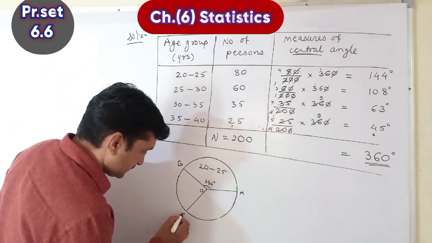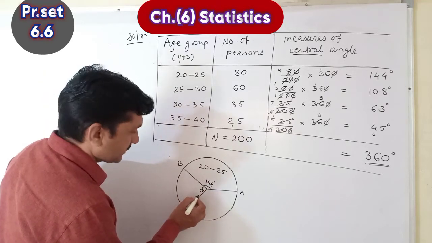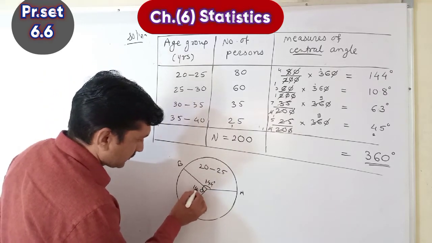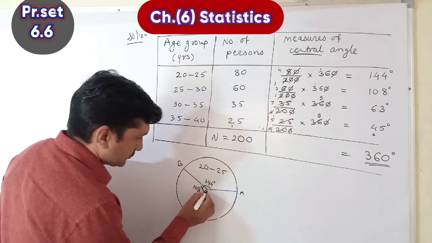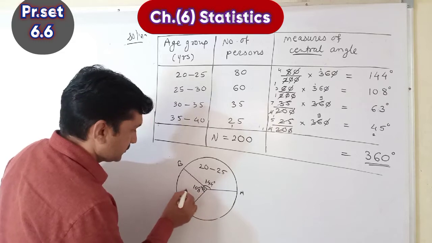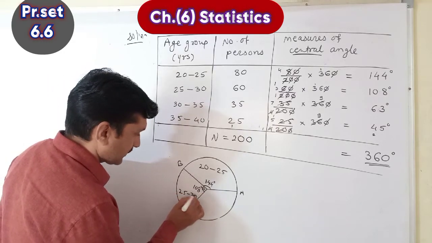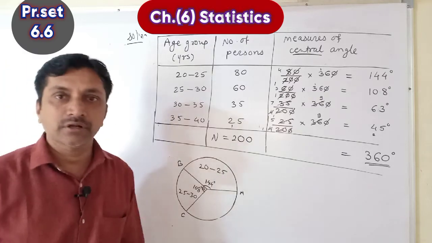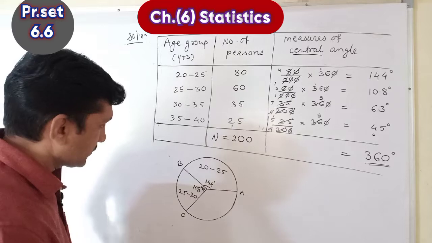Don't go out of the circle, only radius from center till here. Here I write C. What is the degree here? 108 degree. We write here, and age group is 25 to 30. Okay, 108 is over.